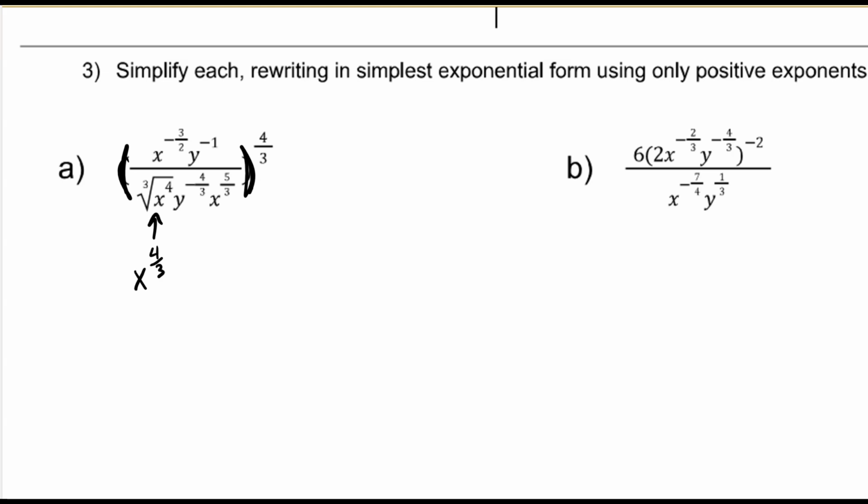Now, you've got two options here. One of them is to multiply all of your exponents in the top and in the bottom by 4/3. Or you could try to simplify what's in the parentheses first and then deal with that outside exponent. It doesn't matter which one you choose to do. In this case, because there's so much going on inside the parentheses, I'm going to try to clean that up first.